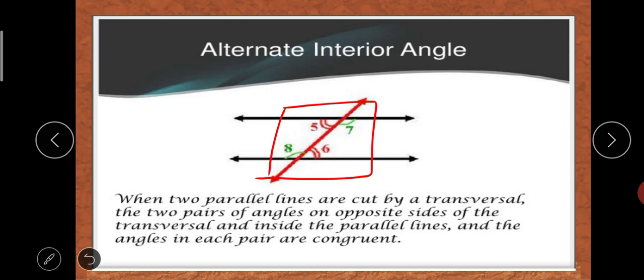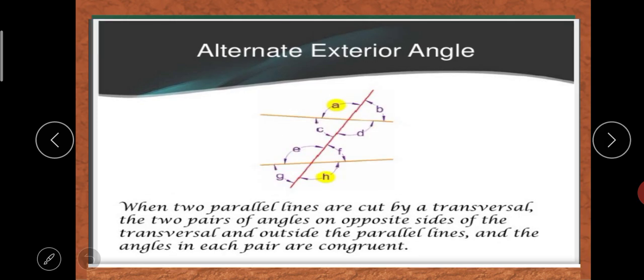Understood? Next, listen to one thing. When we measure, suppose angle 5 is 50. So what will be the measurement of angle 6? It is again 50 because they are alternate. Alternate angles are the same. Okay.